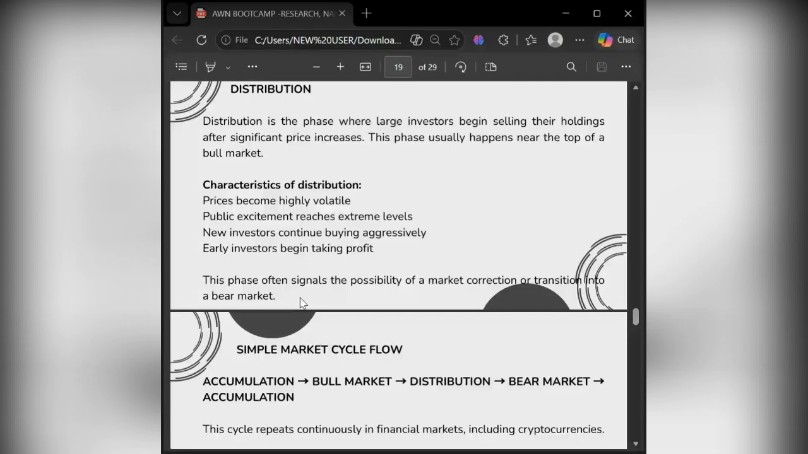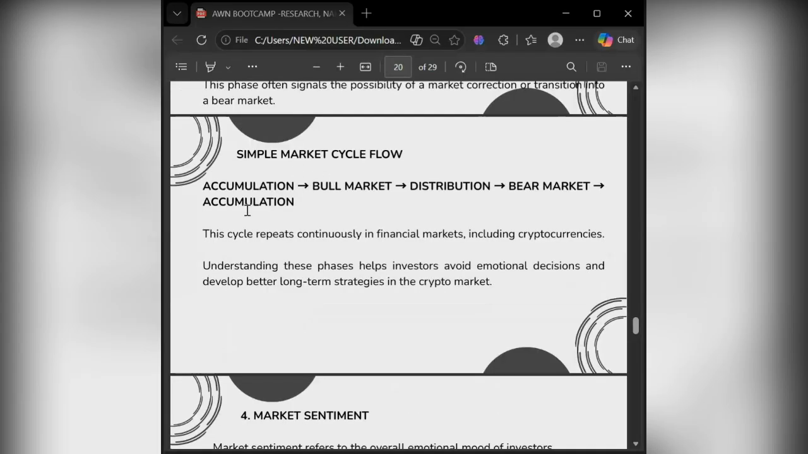Because the more volatile it becomes, the more risky it is. Some persons will buy at 1,000, it comes down to 700, they panic, they sell off. They've lost. In fact, they wipe out their portfolio. So liquidity starts leaving the market. Price becomes more volatile, liquidity starts leaving the market, people start selling off, and the bear market starts setting in.